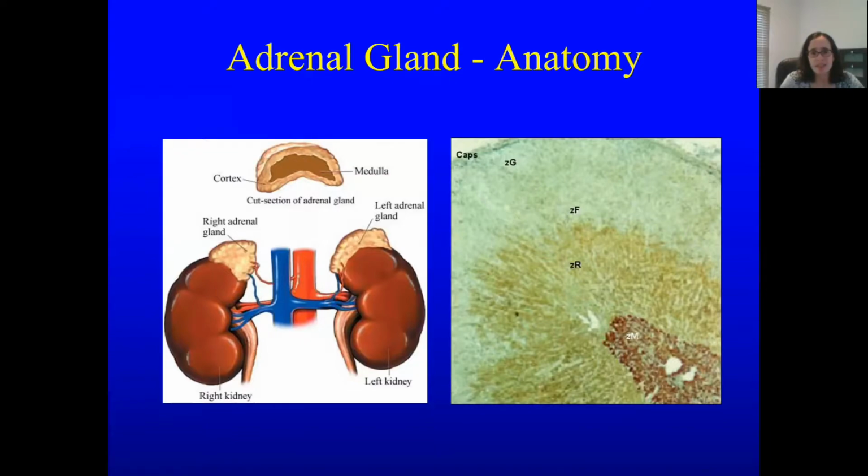The fasciculata is also in the cortex. That's the middle layer of the cortex, and that's where cortisol is produced. And then the reticularis is the inner layer, and that's where androgens such as testosterone are produced. And then the adrenal medulla, which is inside the inner layer of the cortex, is where the catecholamines are produced.